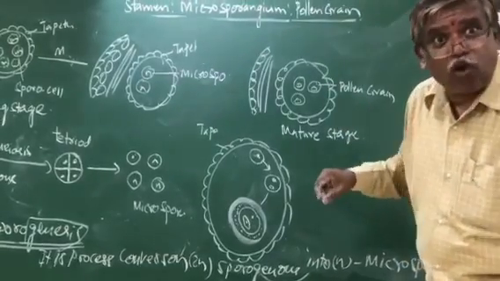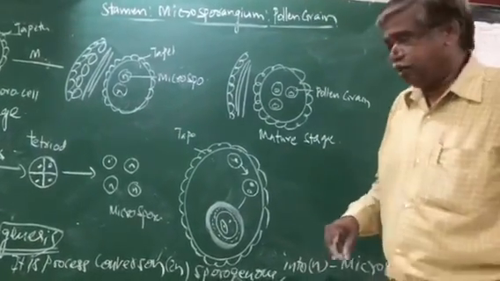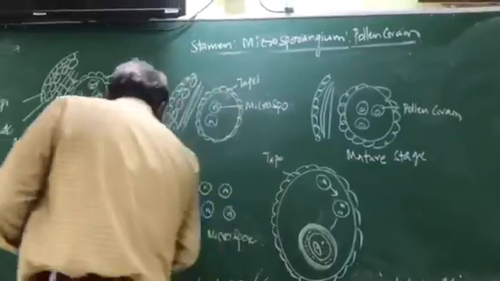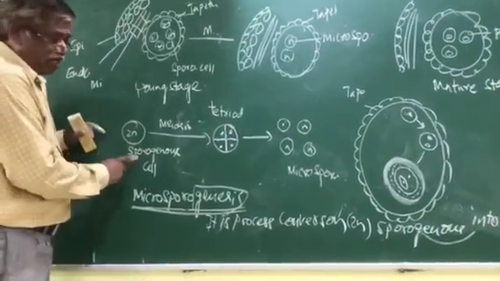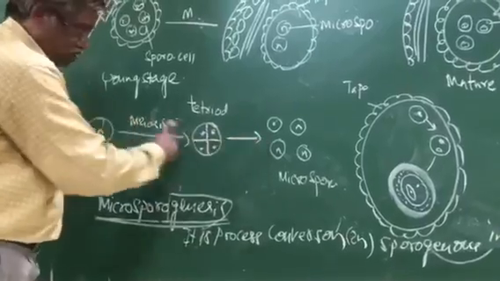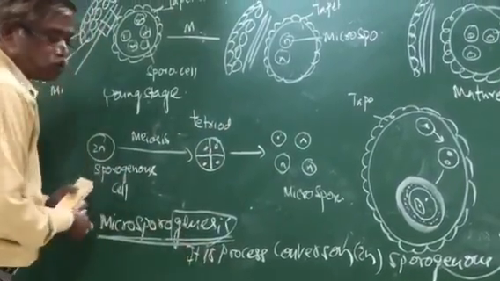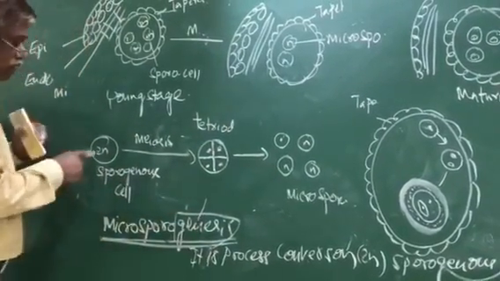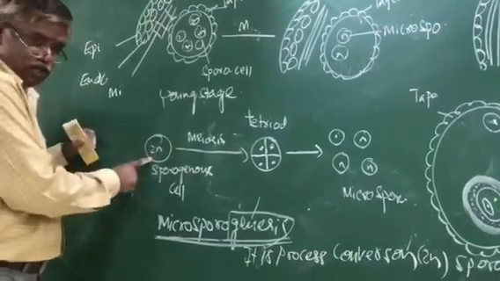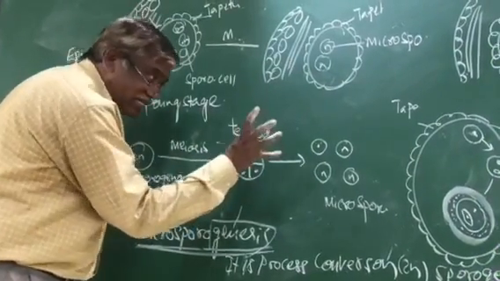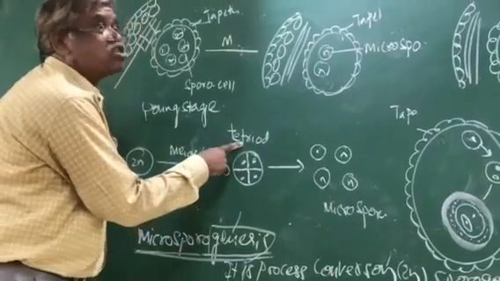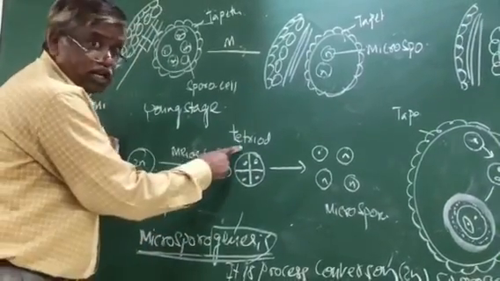Now we discuss how the pollen grain formation occurs. Here I have given the first one, 1, 2, 3. This is the equation for microsporogenesis. The diploid sporogenous cells undergo meiosis and 4 cells form, still attached. Hence it is called a microspore tetrad.